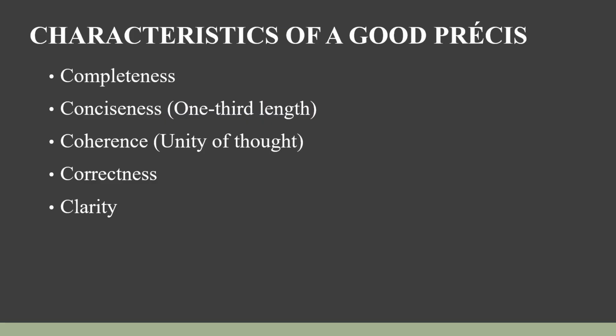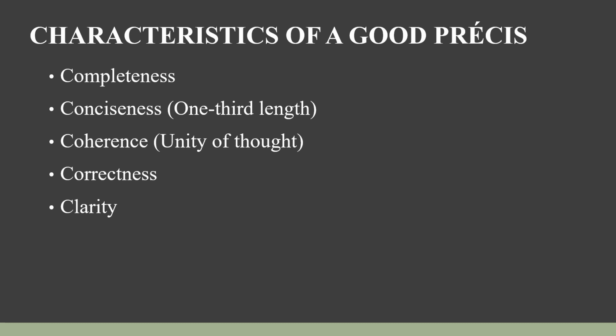When we talk about the characteristics of a good precis, you can call it the 5 C's, and it consists of completeness, conciseness, coherence, correctness, and clarity. And if we talk about completeness, what it means is that your precis should contain all the major points of the text. You should not be skipping any major details. However, you can skip the irrelevant details without which the main idea of the text could still be clarified.